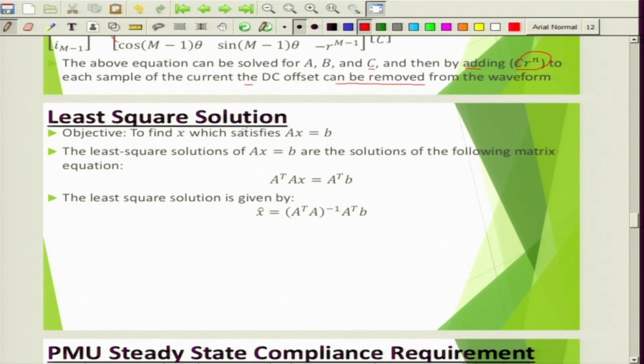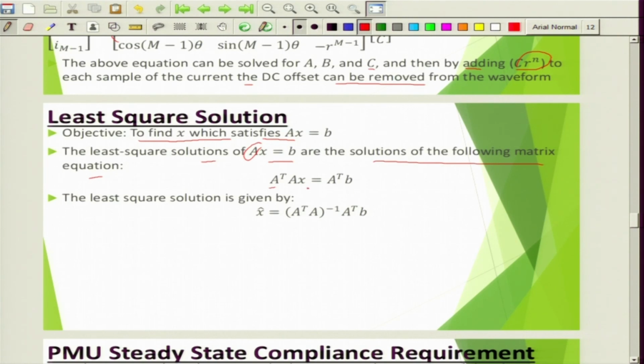So, the least square solution, as we have already discussed, just a recap. The objective is to find x, the state variable which satisfies Ax equal to b. The least square solutions of Ax equal to b are the solutions of the following matrix equation. Basically A is, as we have discussed, a weightage matrix. We give weightage for individual measurements, and based on that we will be able to identify which measurement could be in error and which consists of true results.